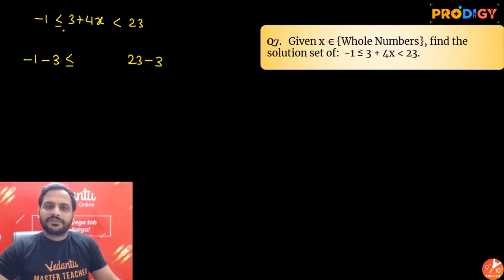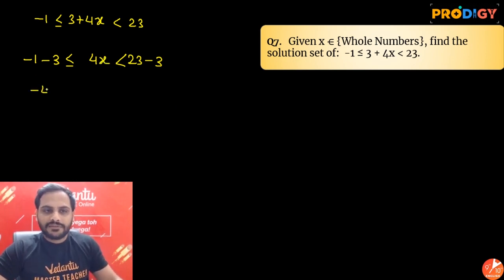Since it is addition to subtraction, no need to change the sign. So signs will remain the same. 3 is already transposed there, so I am left here with 4x.